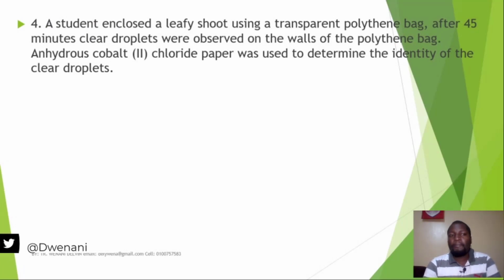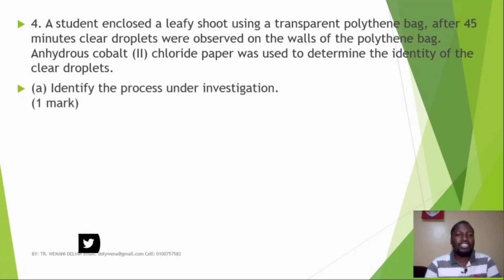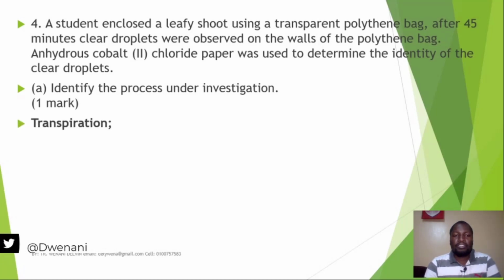Then there's a question here. A student enclosed a leaf shoot using a transparent polythene bag. After 45 minutes, clear droplets were observed on the walls of the polythene bag. Anhydrous cobalt-2 chloride paper was used to determine the identity of the clear droplets. The first question: identify the process under investigation. This is transpiration, and it can be deduced by the use of polythene and the clear droplets. The clear droplets here are just water droplets.